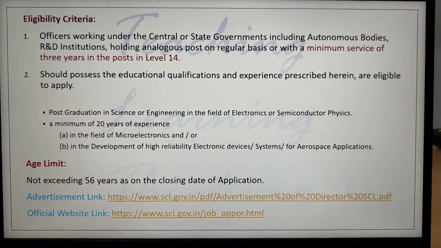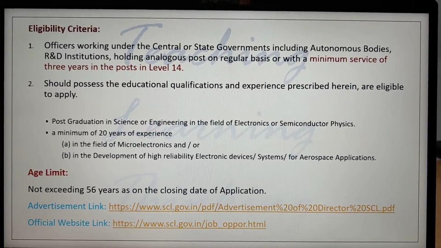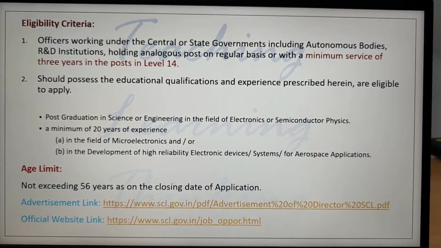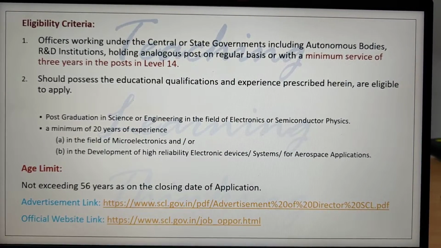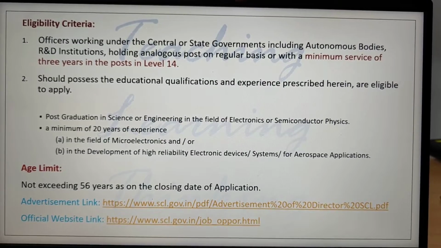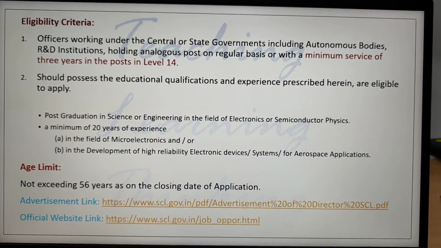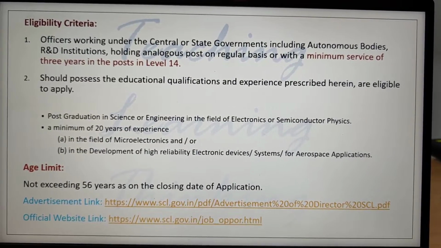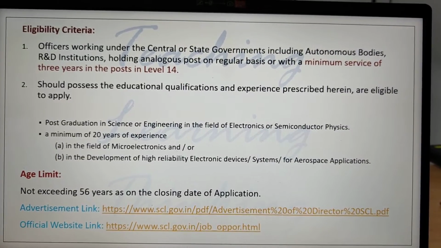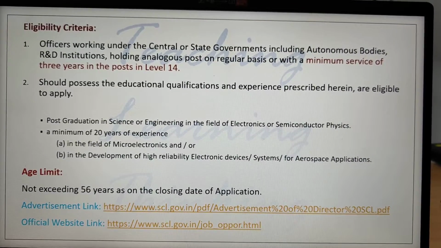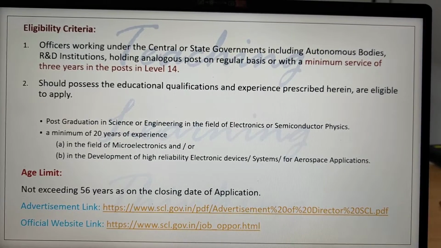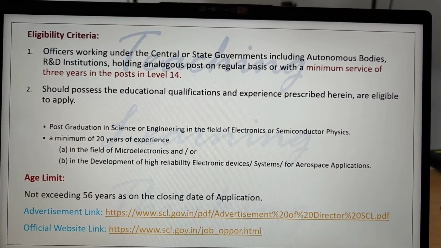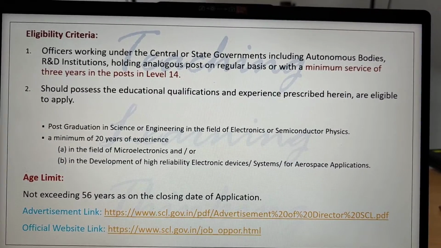And next is the eligibility criteria. The first one is officers working under the central or state government, including autonomous bodies and R&D institutions, holding analogous posts on regular basis with a minimum service of 3 years in the post in level 14. Minimum 3 years in the post of level 14 is required, and the officer should have worked under a central or state government or autonomous bodies and R&D institutions. The second condition is that the officer should possess the educational qualification and experience prescribed herein to be eligible to apply.